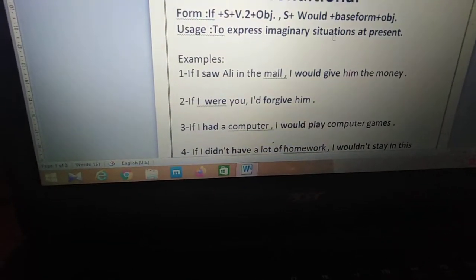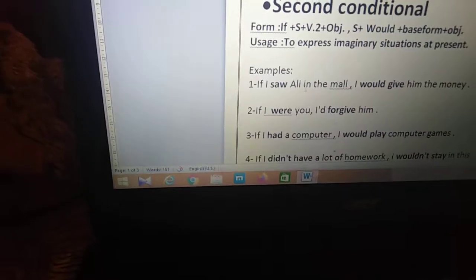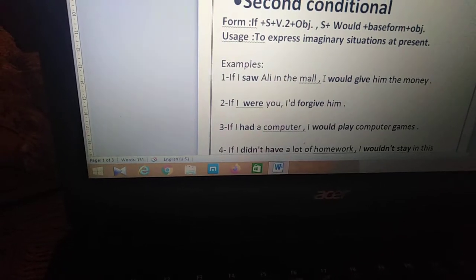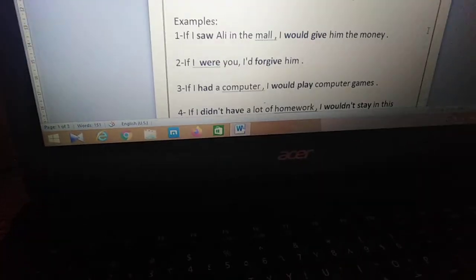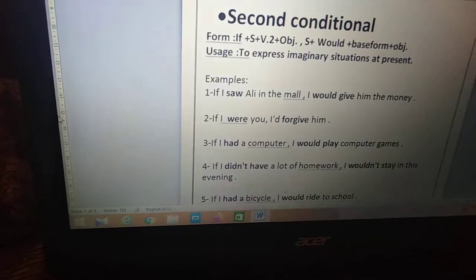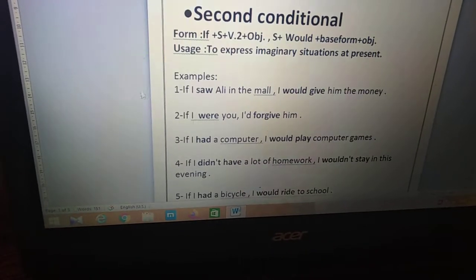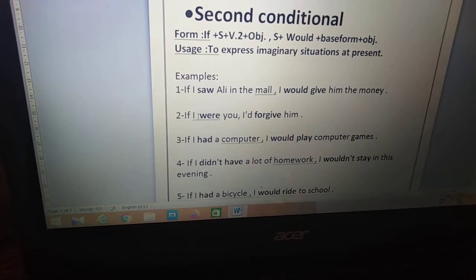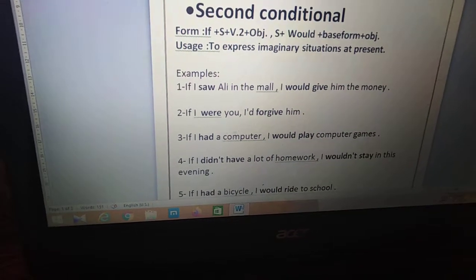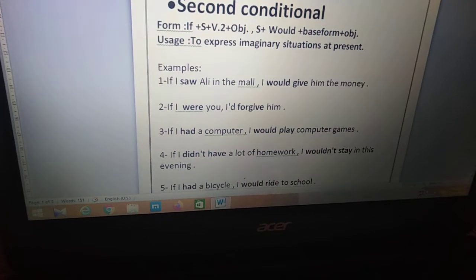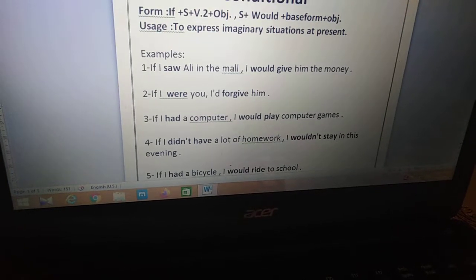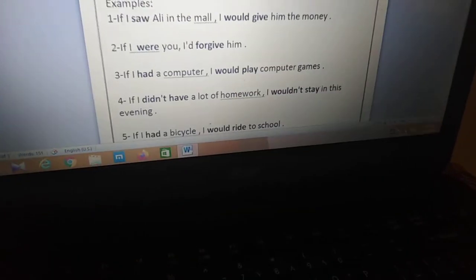To express imaginary situations at present. If I saw Ali in the mall, simple past, I would give him the money. That is the second conditional. The second sentence: if I were you, were is simple past, I would forgive him. If I had a computer, I would play computer games. If I didn't have a lot of homework, I wouldn't stay in this evening.